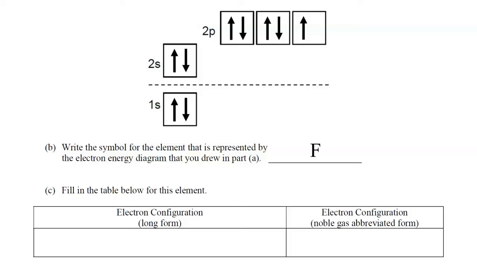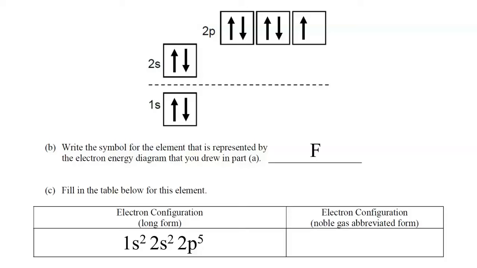So if I just use this electron diagram, I can see 2 electrons in the 1s, so that would be 1s2, 2 electrons in the 2s, that would be 2s2, and in the 2p sublevel, I can see a total of 5 electrons, so 2p5. Now, what I've written is the electron configuration using the electron energy diagram.